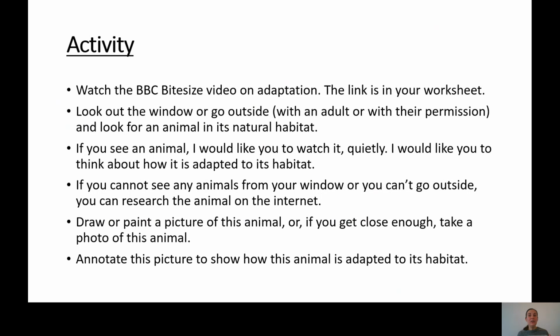So what I would like you to do, once you've either researched on the internet or you have looked out your window or you have gone outside, I would like you to draw or paint a picture of this animal, or if you get close enough, to take a photo of that animal. And I would like you to annotate this picture to show how this animal is adapted to its natural habitat. Just to give you an idea of how I would like this to be done.